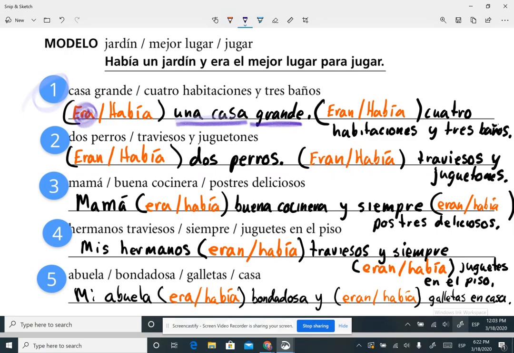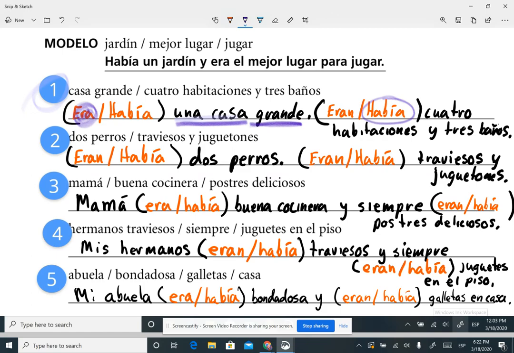And then we're going to say it had 4 habitaciones y 3 baños. So we're just saying that existed in this house. There in existence were 4 bedrooms and 3 bathrooms. We're not saying what they were like. We're just simply saying that the house had these things. So because of that, we're going to select había there.